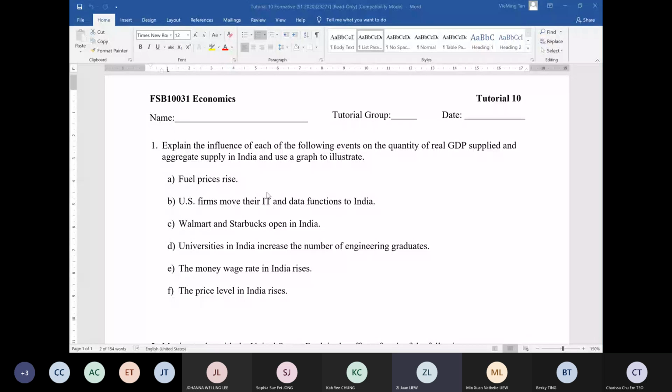Sorry. Okay. So the first question of the formative is, let us analyze the question again. This question is asking us to explain the influence of each of the following events on the quantity of real GDP supply and aggregate supply in India, and use a graph to illustrate. So influence means the impact. Okay, the impact on quantity of real GDP. Quantity of real GDP supply refers to the movement along the supply curve. So this one means movement along.